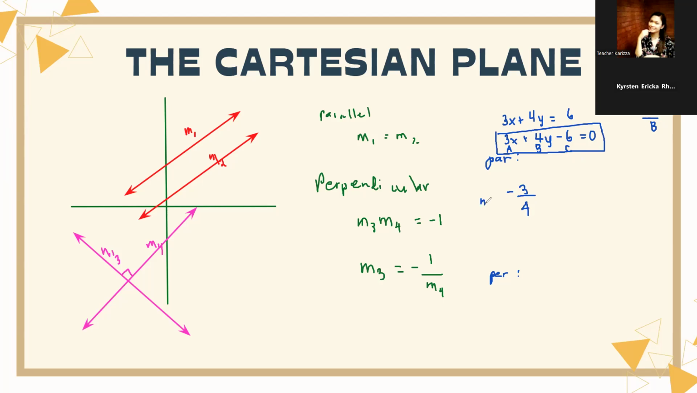So this is the slope of a line parallel to it. And the slope of a line perpendicular to it would be the negative reciprocal of this, which would be 4 over 3 positive. Nakuha ba?